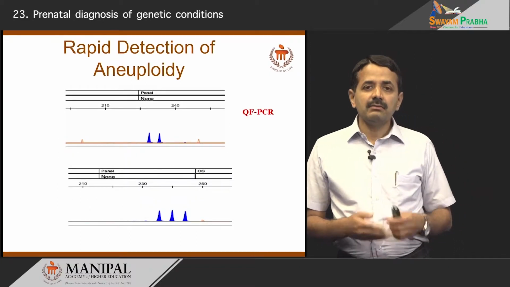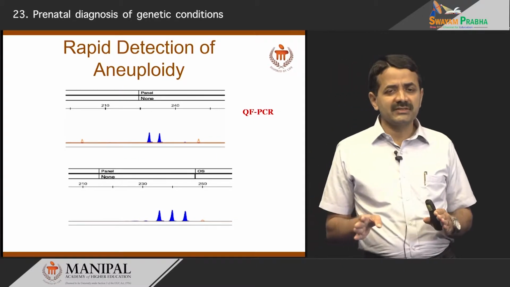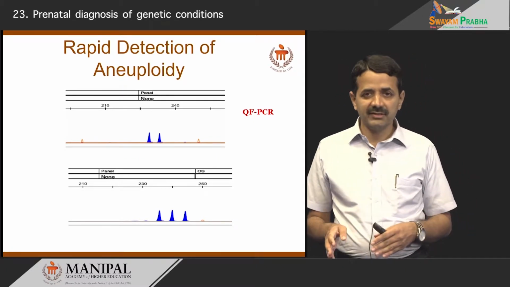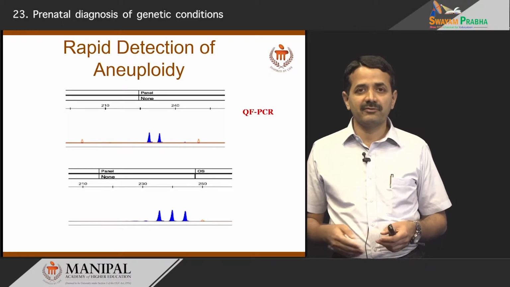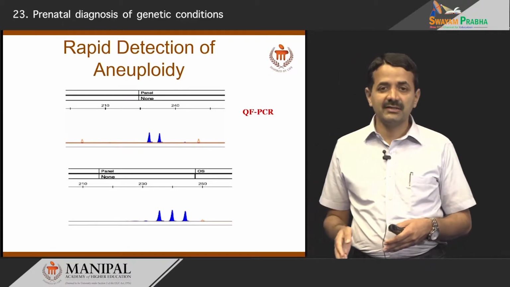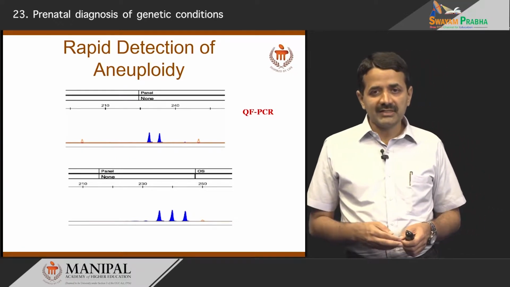We can now detect chromosomal aneuploidy. When I say aneuploidy, most of the time it is Down syndrome or trisomy 21, but it can also be chromosome 13 aneuploidy in the form of trisomy 13, or trisomy 18, which can be extended to all the chromosomes now with newer techniques.